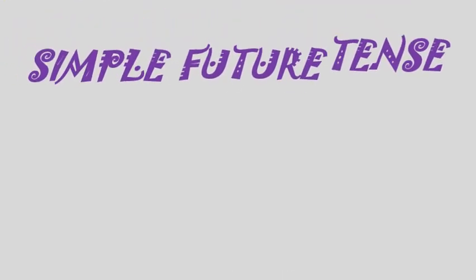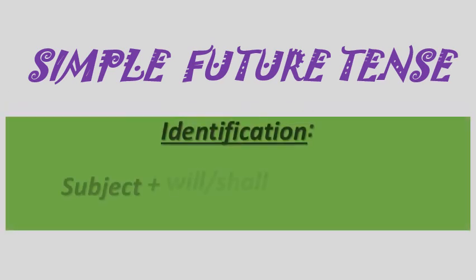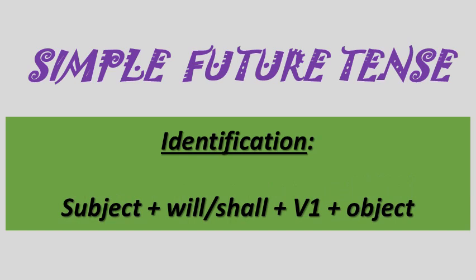Now let's discuss the meaning and structure or identification of simple future tense. Simple future tense indicates an action that will take place after the present time and that has no real connection with the present time. Or we can say the simple future tense is used when the action is promised or thought to occur in the future. Now let's see the identification or structure of simple future tense. Subject plus will or shall plus first form of the verb plus object.